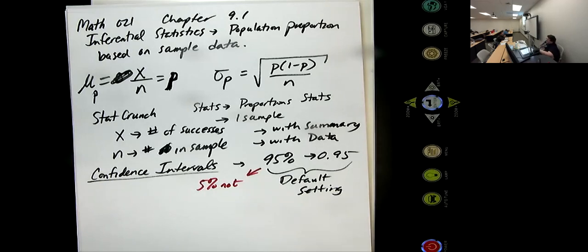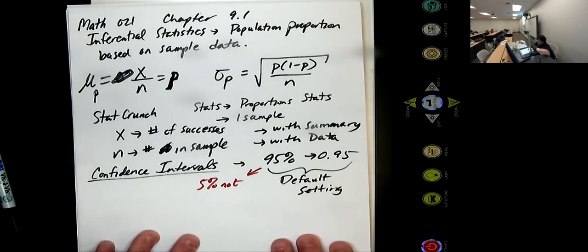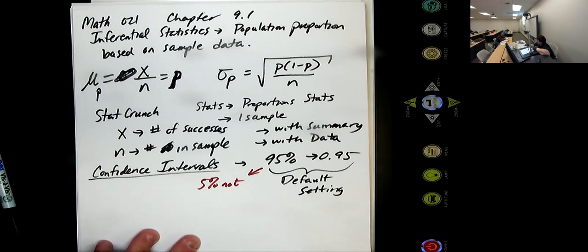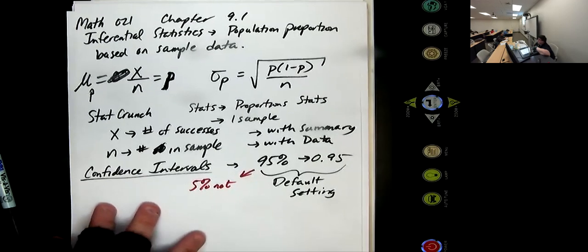So that was population proportion. Today we're doing population mean. So when everyone's ready, I will begin 9.2.